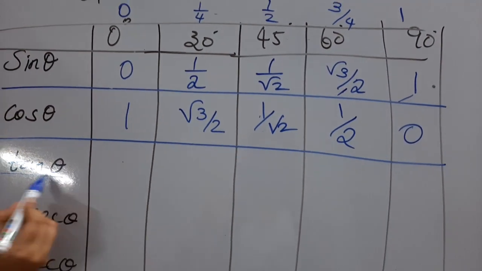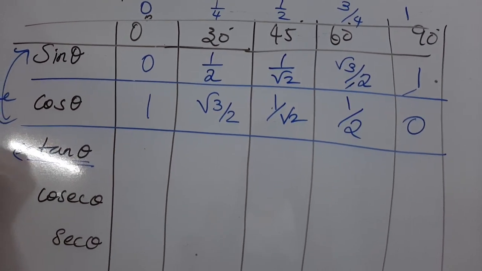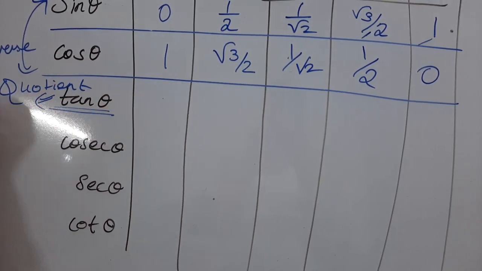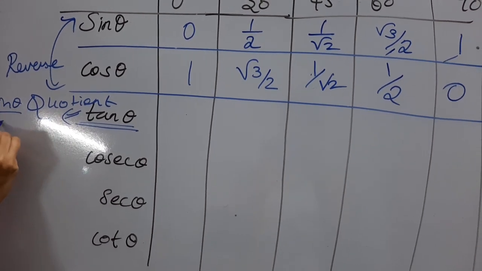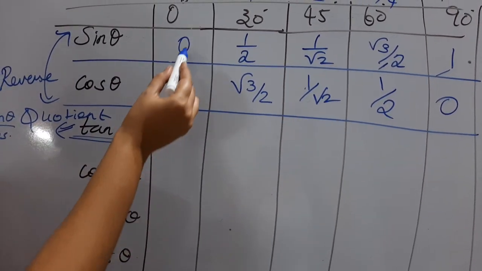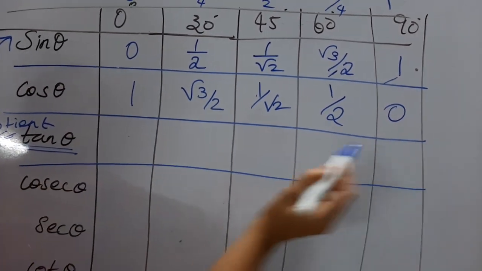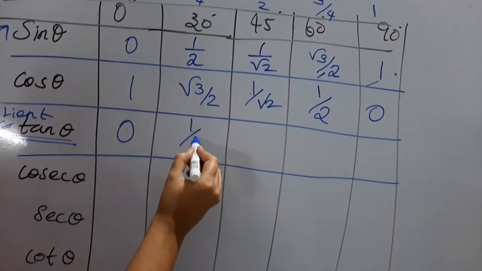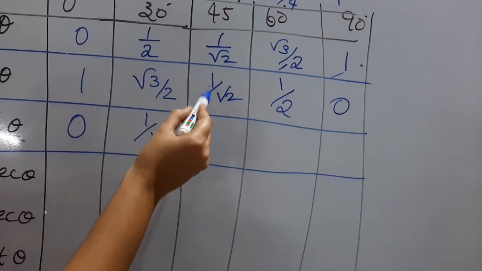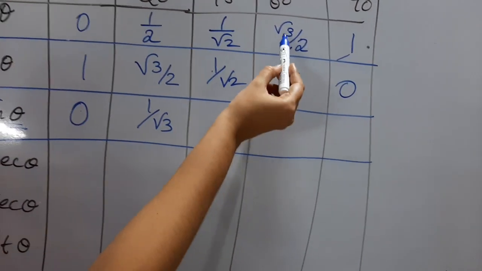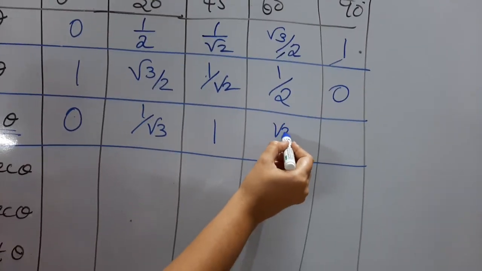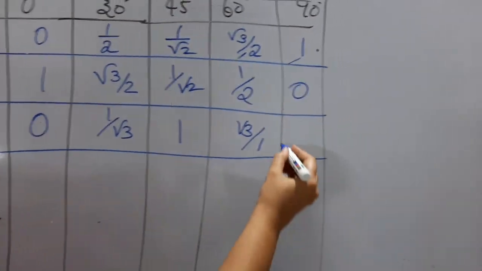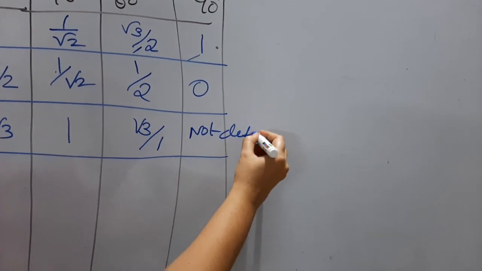Then comes your third value, tan theta. As we know, tan ratio is a quotient ratio. So we can get the value of tan as sine by cos. Divide the values of sine and cos to get the value of tan. So 0 by 1, 0. 1 by 2 divided by root 3 by 2 becomes 1 by root 3. 1 by root 2 divided by 1 by root 2 is 1. Root 3 by 2 divided by 1 by 2 is root 3 by 1. And 1 by 0, dividing anything by 0 is not defined.